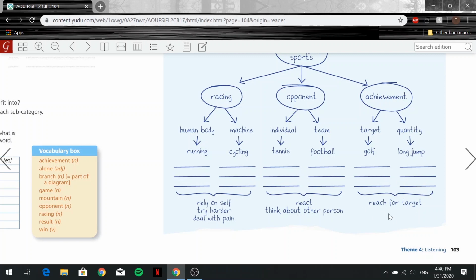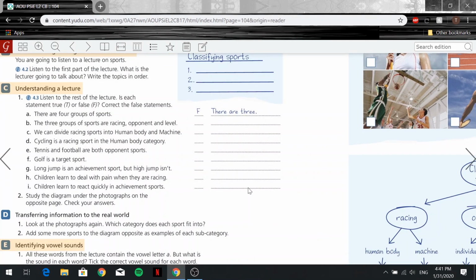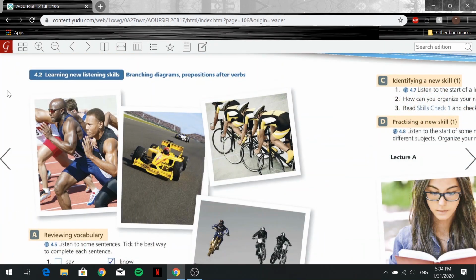Okay, so here is when you reach for the target. Okay, and for opponent is you have to react or think about the other person. So in boxing, you have to constantly be thinking about the other person and even react in a certain way when punches are being thrown at you left and right. Okay, so this was the first part. Now let's move on. Alright, you guys, so now let's move on.